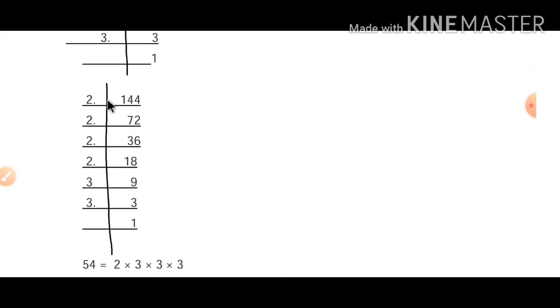Now 144. Again 2 sevens are 14, 2 twos are 4. Then 2 threes are 6 and 1 is left, it means 12. So 2 sixes are 12. Then 2 ones are 2, 2 eights are 16, so 2 eighteens are 36. 2 nines are 18. Now 9 is not divisible by 2, so we'll check it by 3. And 9 is divisible by 3 how many times? 3 times. So 3 threes are 9 and 3 ones are 3. So these are the factors of 144.